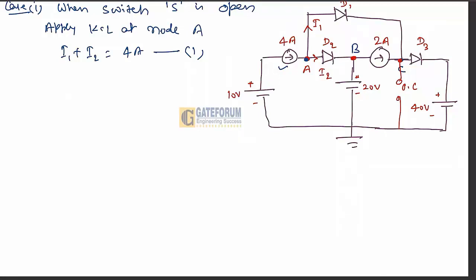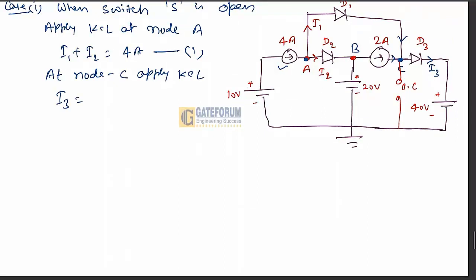Now in a similar fashion, we can apply KCL at node point C. So at node C, apply KCL, then we'll get the following. At this point, the incoming currents are 2 ampere and I1, and the outgoing current we can assume as I3. So we can write I3 is equal to 2 ampere plus I1. Let's say this is equation number 2.